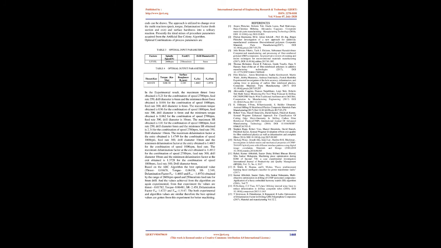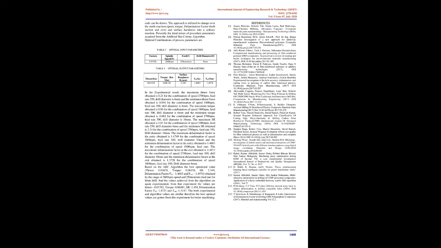The maximum delamination factor at the exit obtained is 1.4912 for the combination of speed 2700 rpm, feed rate 300, drill diameter 10 mm, and the minimum delamination factor at the exit obtained is 1.3728 for the combination of speed 1800 rpm, feed rate 300, drill diameter 6 mm.